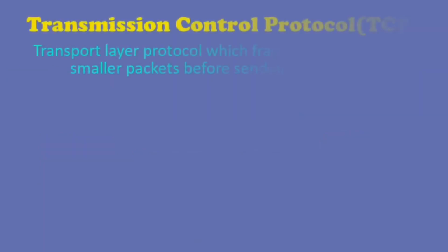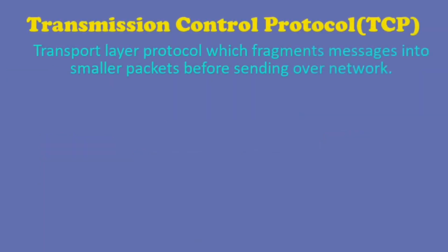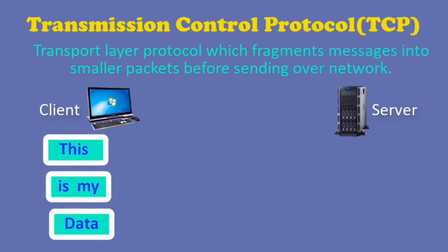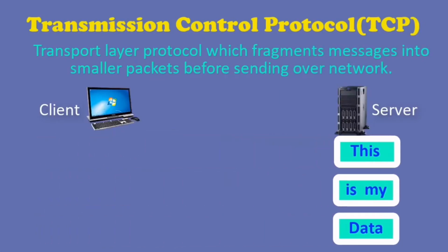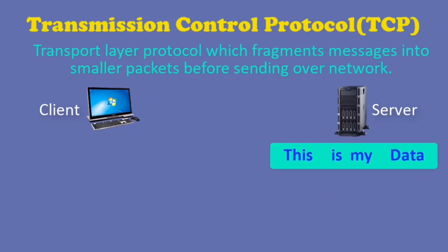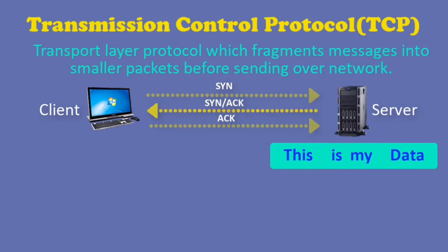Transmission Control Protocol or TCP is connection-oriented transport layer protocol which fragments messages into smaller packets and then sends them over the network. At receiving end, the packets are reassembled in the correct order to restore the messages again. It follows a standard handshake process with start and acknowledgement signals to establish the connection.